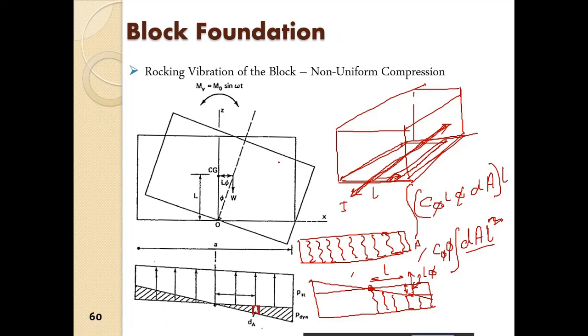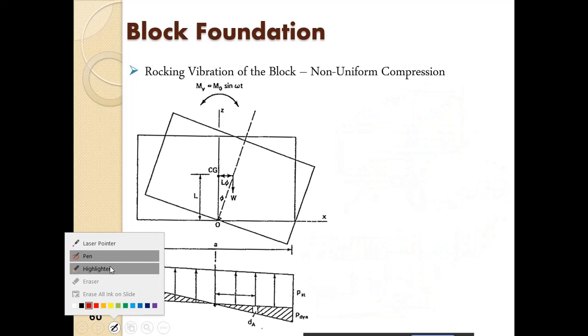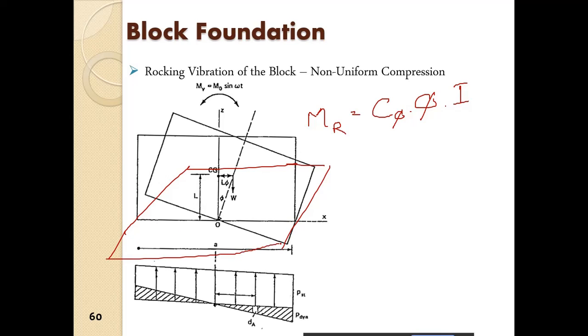So we can say the moment of resistance from the soil is Mr is equal to C phi into the angle of rotation into the moment of inertia of the base of the foundation about this axis of rotation. Okay, so that is the moment of resistance.